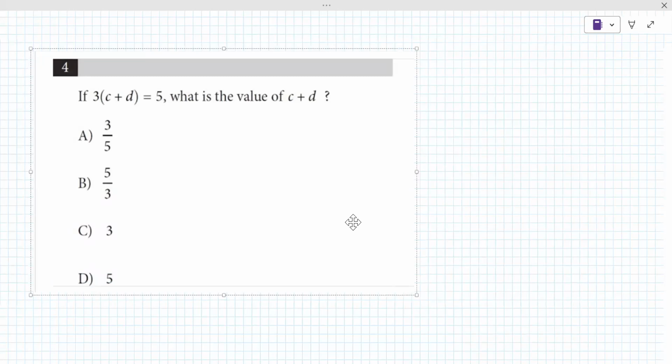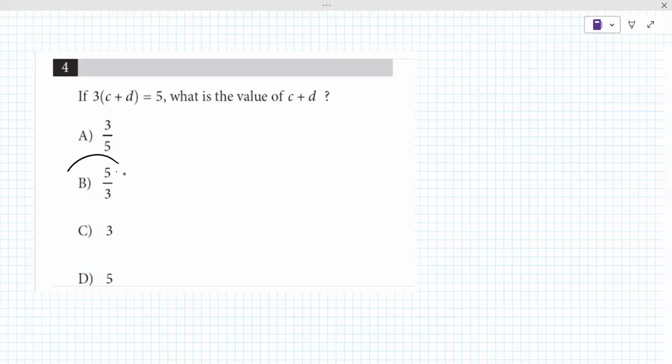3CD is 5. What's the value of CD? Move that 5 over 3. B. 5 over 3. Good.